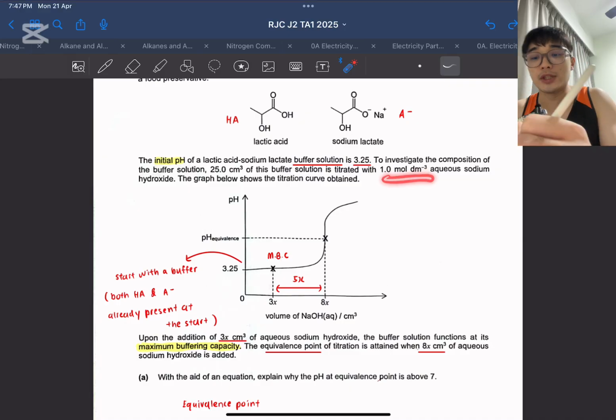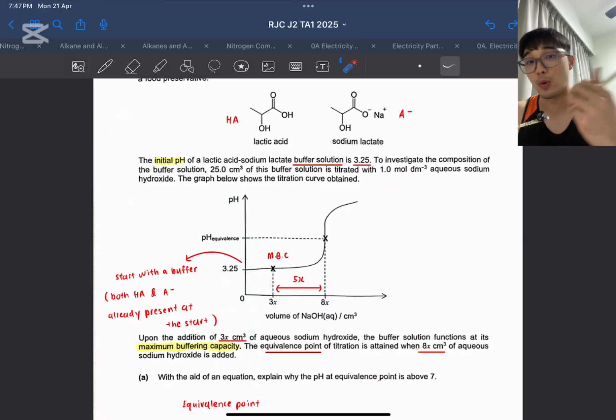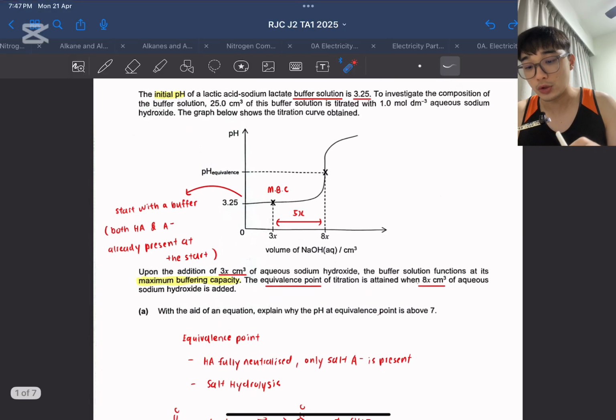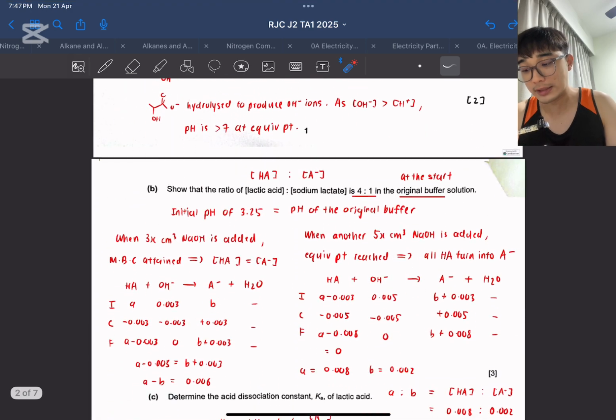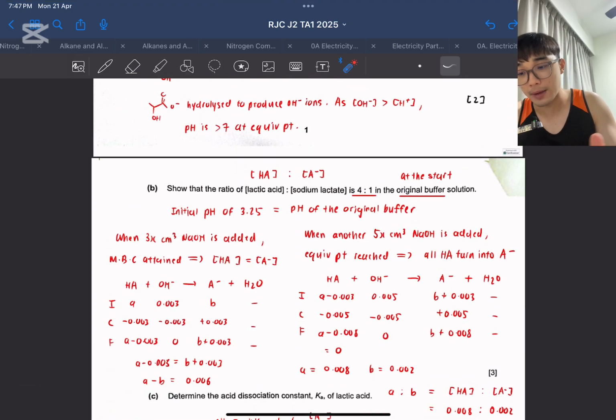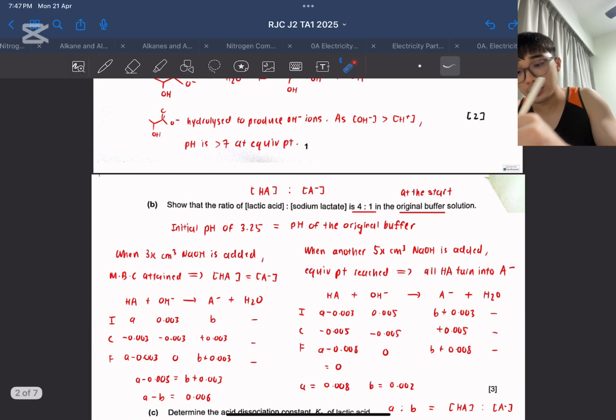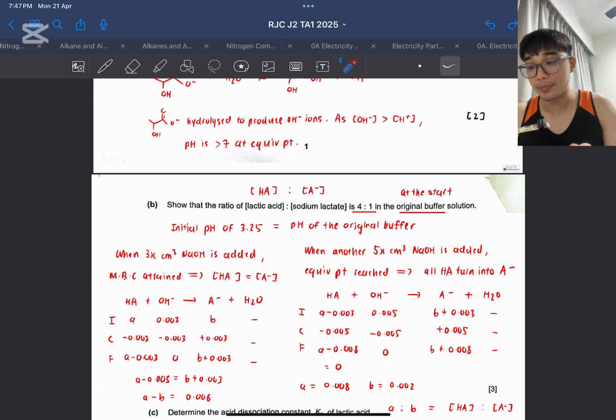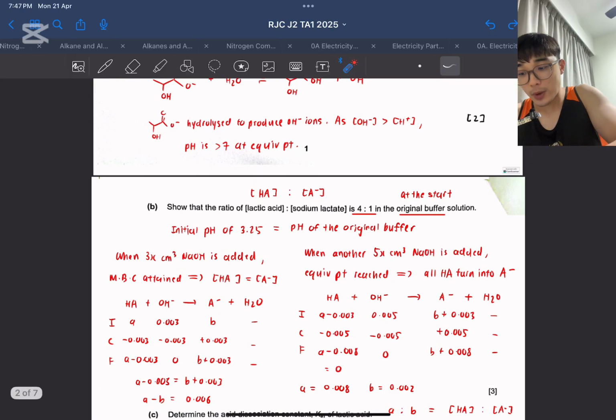We even know the concentration of NaOH, so we can use that to our advantage. Okay, so let's go over to our answers here. In this case, we are trying to find the original buffer's proportion of these 2 species. First things first, when they add 3x of NaOH, we get an MBC. MBC means these 2 species are equal.